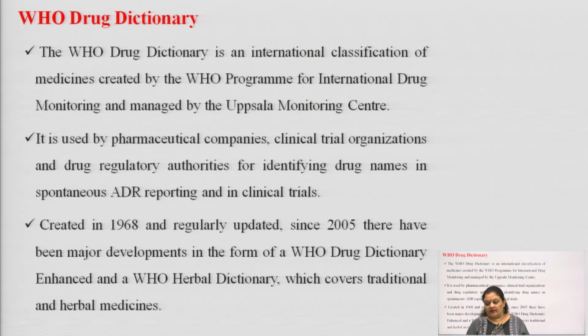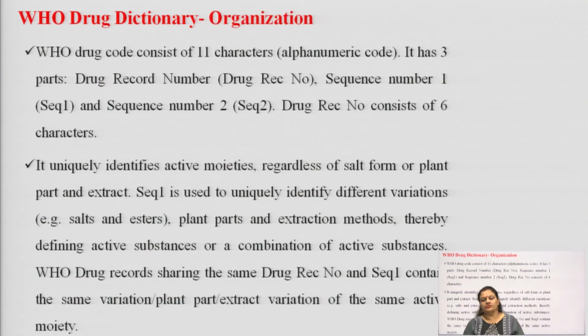It was created in 1968, and is regularly updated yearly, but after 2005, two major changes have been done in the WHO drug dictionary. The first one is the WHO Drug Dictionary Enhanced, which is the WHO DDE, and the second one is the WHO Herbal Dictionary, meaning WHO HD. Okay. Next, coming to this organization, we all know it is the coded system. You can get the WHO drug dictionary on the data system based also.